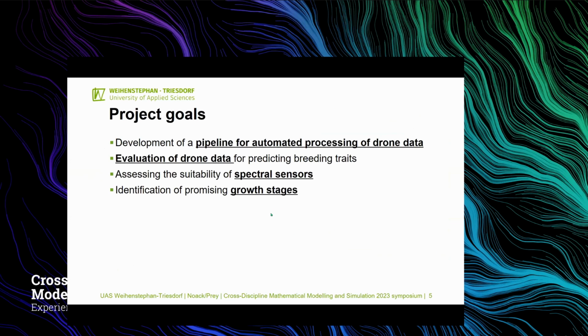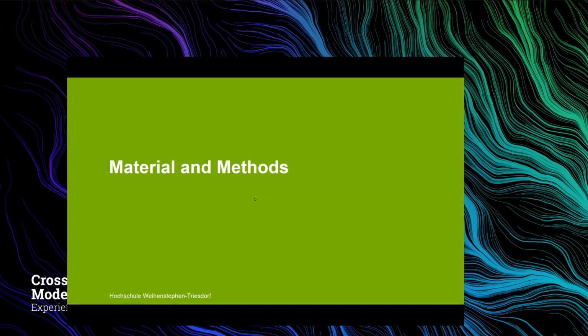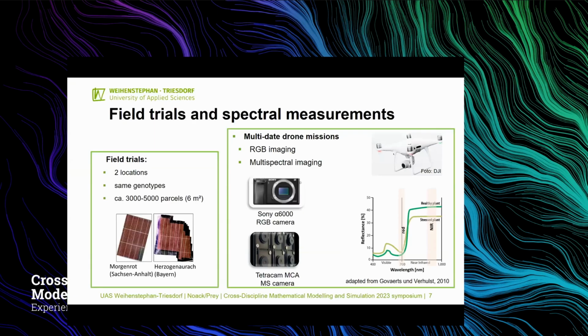Our project goals were to build a pipeline for automated processing of drone data, and to evaluate different prediction models and spectral sensors in different growth stages. The materials and methods were two field trials, which you can see on the left-hand side, both in Germany, and we were using two different sensors, a normal RGB camera and a multispectral camera from a company called Tetracam.